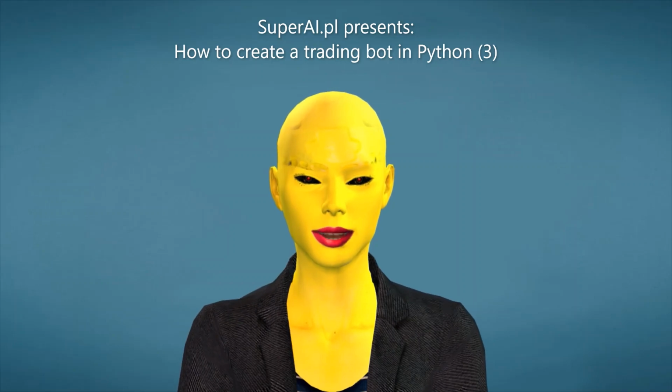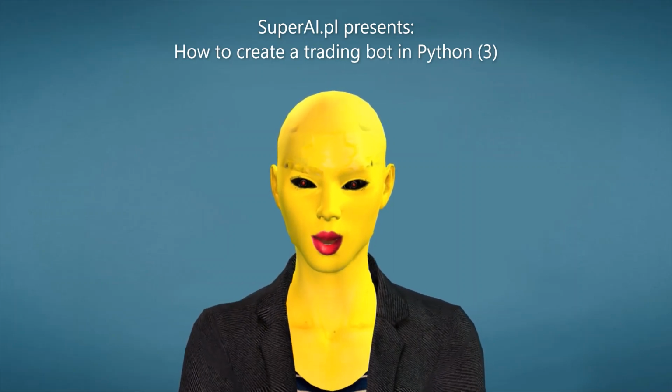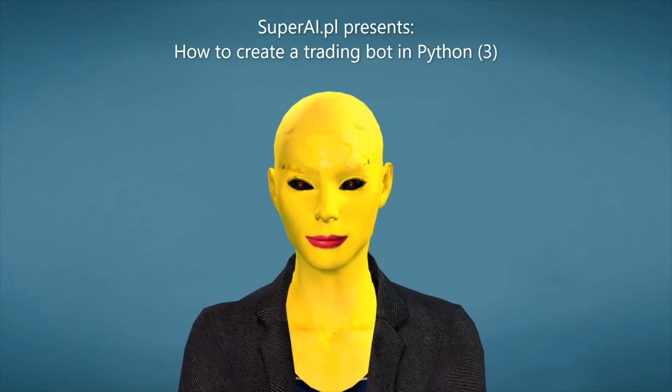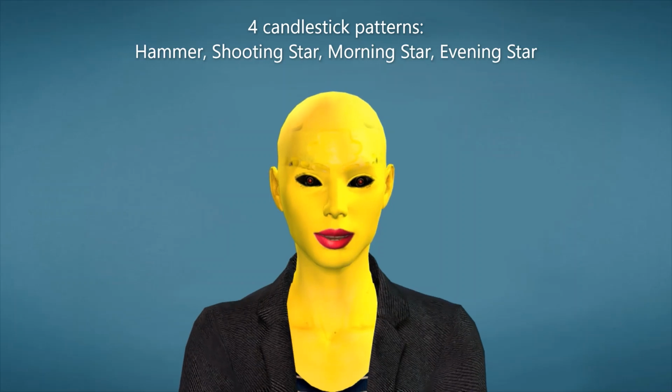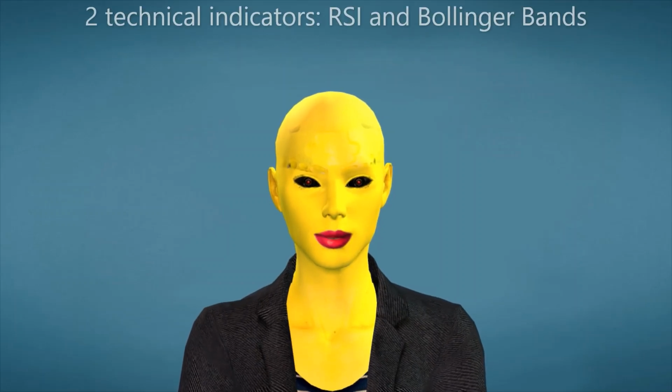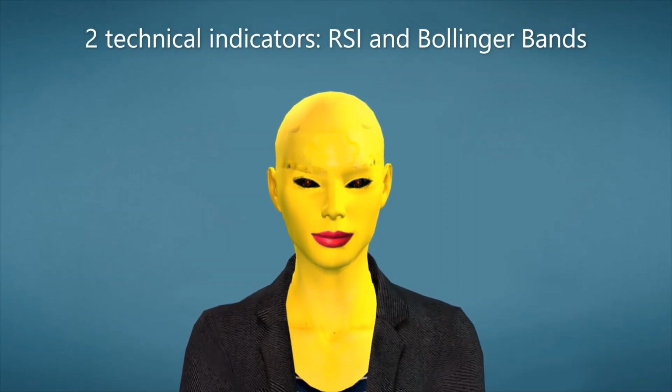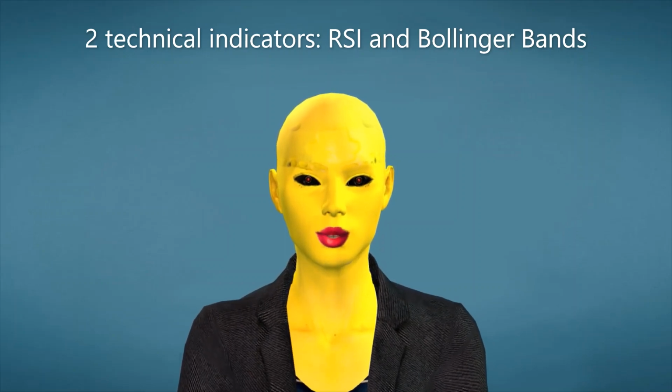And this is my third Python trading tutorial. In this tutorial I'm going to show you how you can create a trading bot in Python. The bot will be using 4 candlestick patterns, hammer, shooting star, morning star, and evening star, and 2 technical indicators, relative strength index indicator, RSI, and Bollinger bands, to decide when to buy and sell shares.